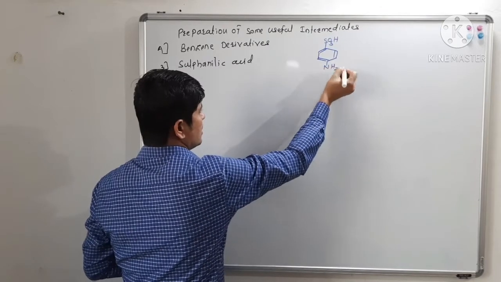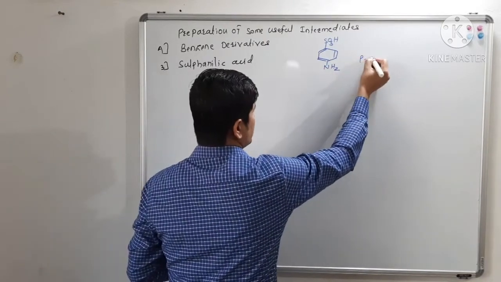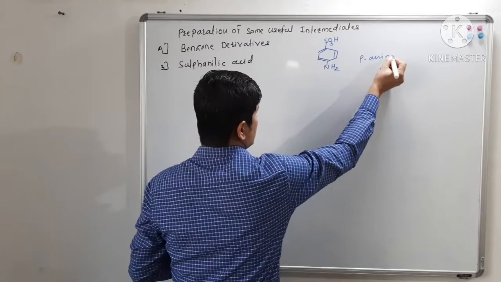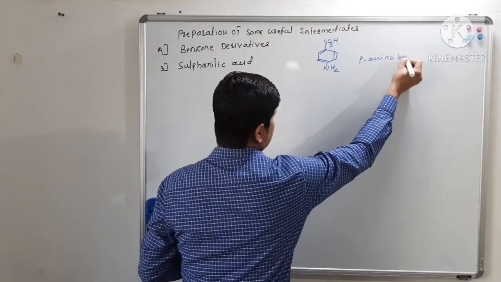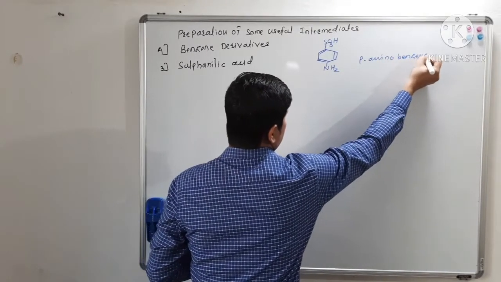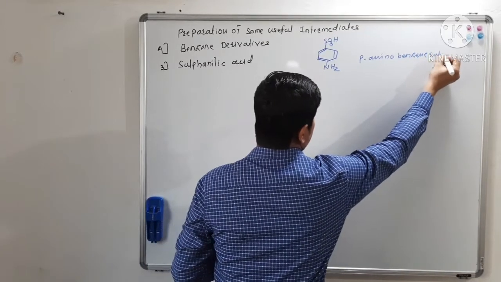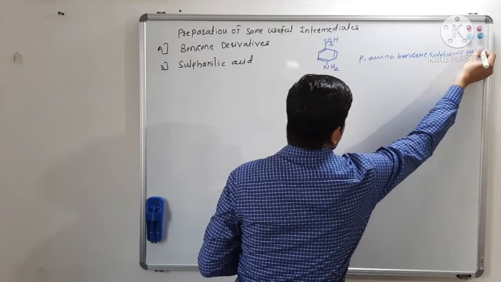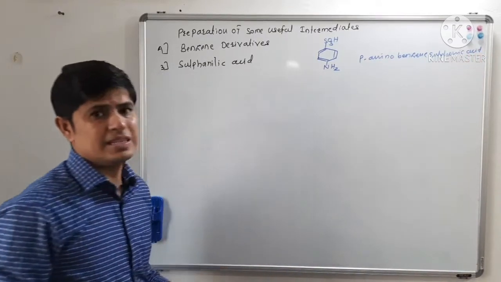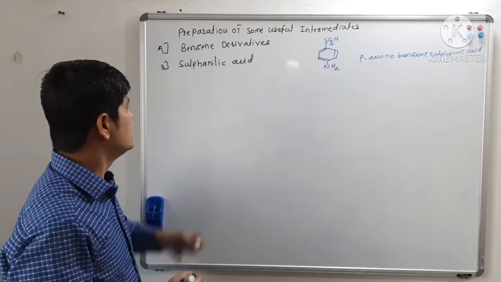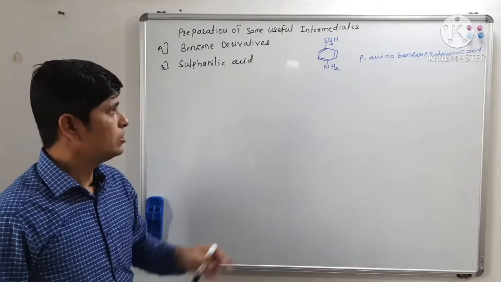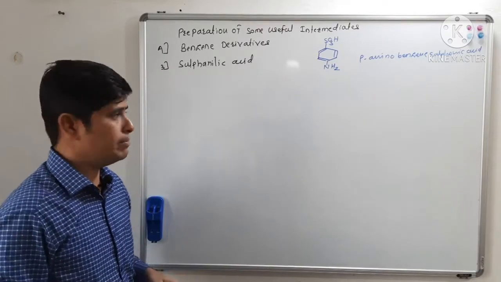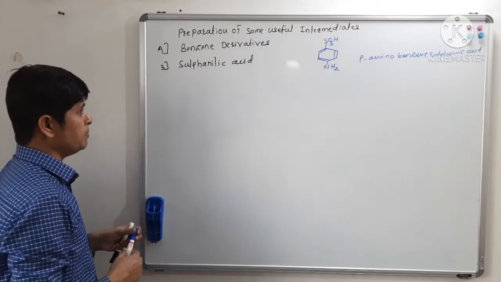Sulfanilic acid is para-amino benzene sulfonic acid. Para-amino benzene sulfonic acid is called sulfanilic acid. Now let us see how it can be synthesized or prepared.